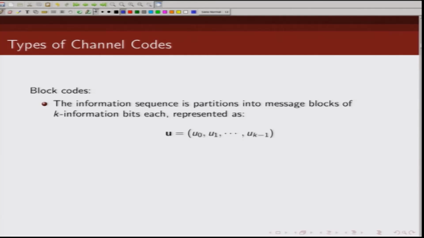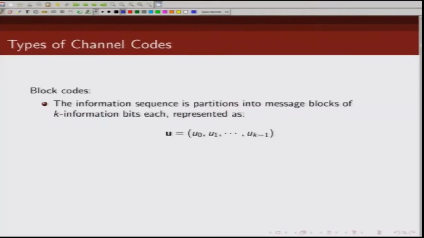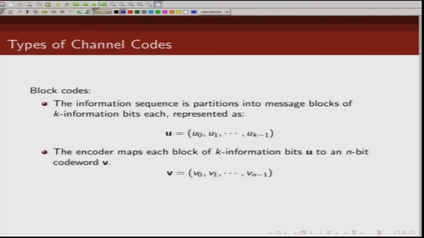As the name suggests, in block codes we take a block of k bits and map it to an n bit code word. Our information sequence is parsed into blocks of k bits, and we take each block of k bits and map it to a block of n bits. We denote our information sequence by u, a k bit sequence u0, u1 to uk minus 1, and our encoder maps these k bits into an n bit sequence, denoted by v.